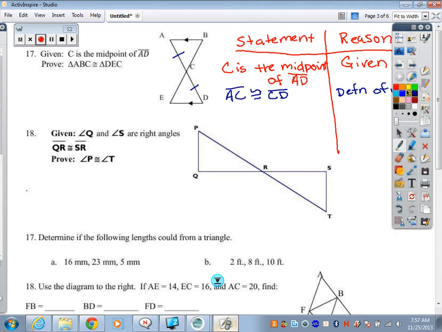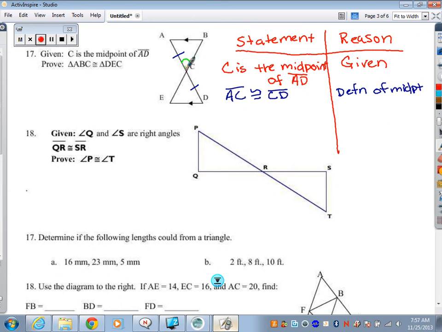Okay, let's see. What else do we know? We know that angle C in this triangle is congruent to this angle C. We're going to name those because when I say angle C, do you know which angle C I'm talking about? The name of this angle C is angle ACB. So, angle ACB is congruent to angle DCE. Well, why? Why are they congruent? Vertical angles are congruent.